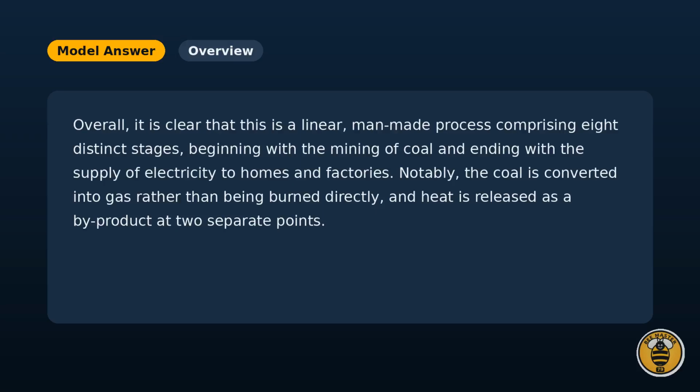The overview. Overall, it is clear that this is a linear, man-made process comprising 8 distinct stages, beginning with the mining of coal and ending with the supply of electricity to homes and factories. Notably, the coal is converted into gas rather than being burned directly, and heat is released as a byproduct at 2 separate points.